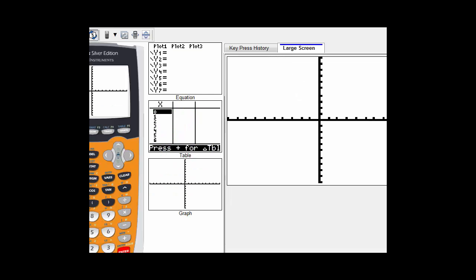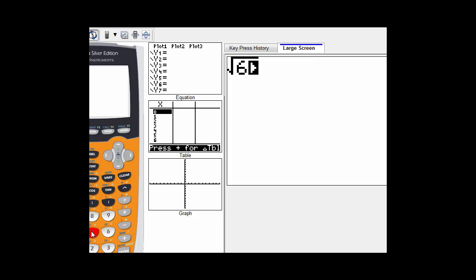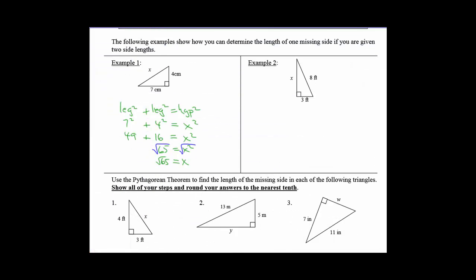So let's go ahead and bring up our calculator and ask the calculator to do the square root of 65. And my calculator tells me it's 8.0622, etc. So if I'm rounding to the nearest tenth, I'm going to call that 8.1. 0 is in the tenths place, but after the 0 is a 6, so it rounds up to 8.1. So going back to my problem here, I'm going to say that x is approximately equal to 8.1, and the units are centimeters. Always put the units when you know them.